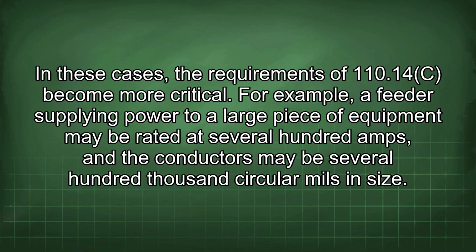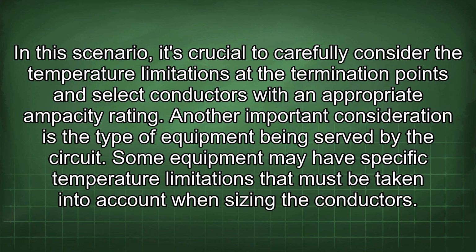For example, a feeder supplying power to a large piece of equipment may be rated at several hundred amps, and the conductors may be several 100,000 circular mils in size. In this scenario, it's crucial to carefully consider the temperature limitations at the termination points and select conductors with an appropriate ampacity rating. Another important consideration is the type of equipment being served by the circuit. Some equipment may have specific temperature limitations that must be taken into account when sizing the conductors.